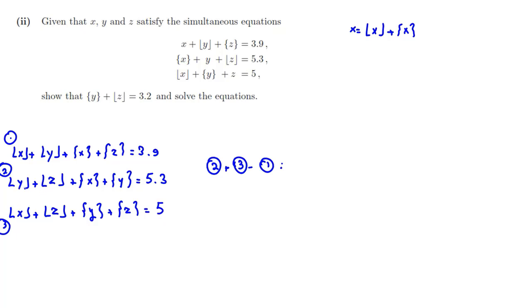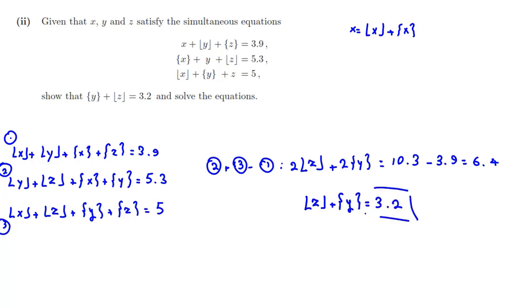So 2 plus 3 minus 1. The x plus y part will be cancelled, so we have 2 times integer part of z. Let's focus on the fractional part. The xz will be cancelled here. 2y plus 2y equal to 2 plus 3, 5.3 plus 5, 10.3, minus 1, which is 3.9. So 3.9 is what? 6.4. And if you divide by 2, this one plus this one equals 3.2. Okay, so we've solved this one, and then it's just solving the equations.